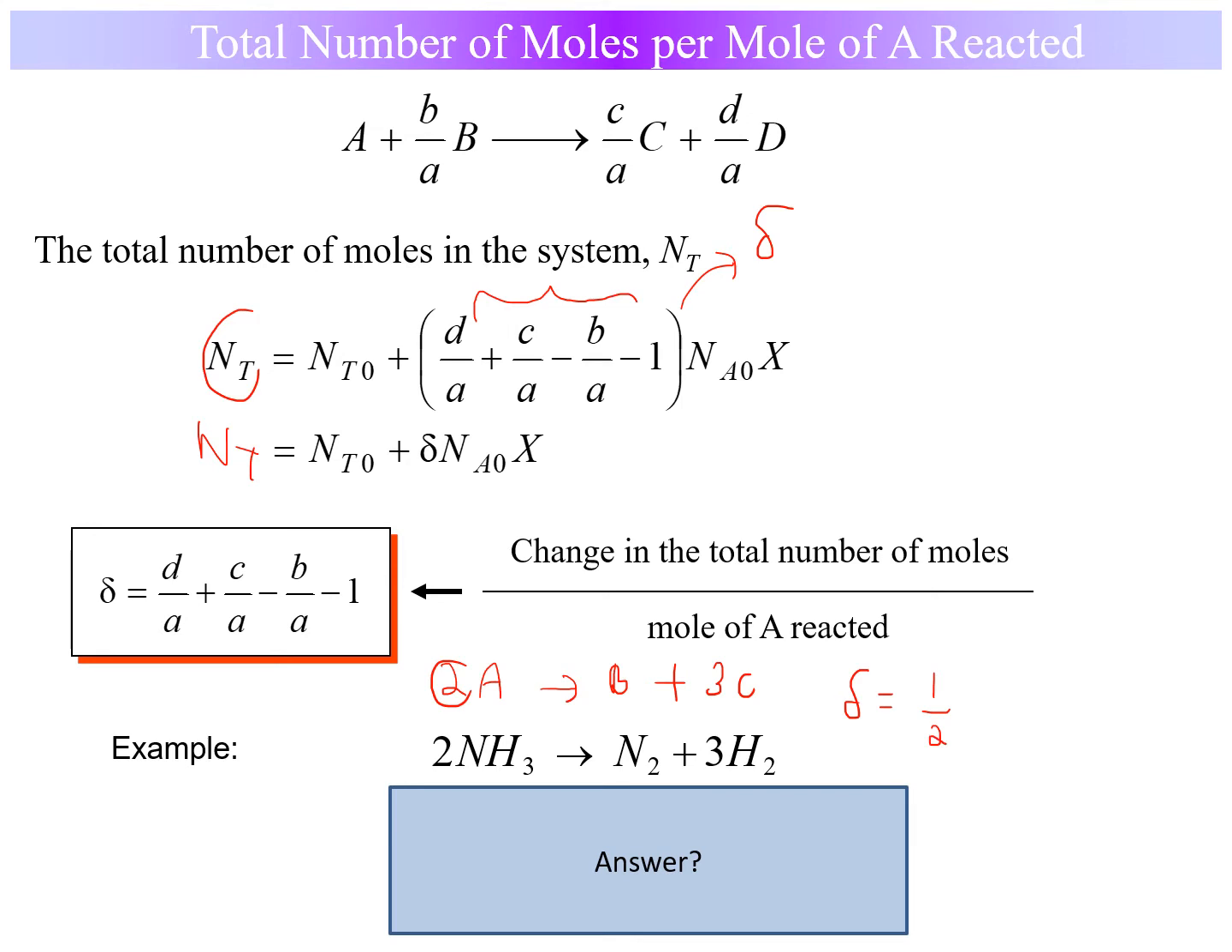And then we have 1 plus this one, 3 over 2, and then minus 1, because this one is actually A over A, so it should be 1 minus 1. So you just do the calculation here and you will get the value of delta.